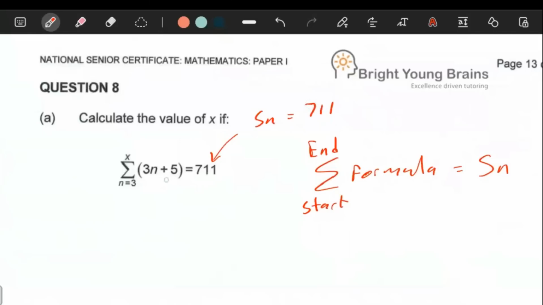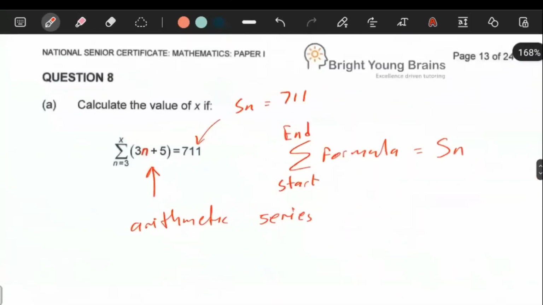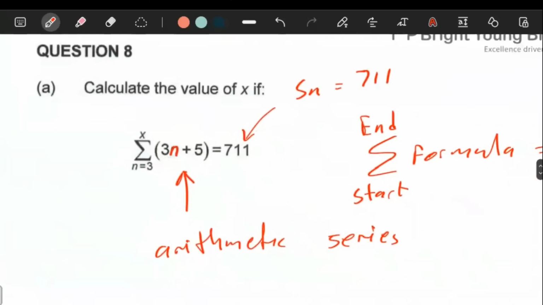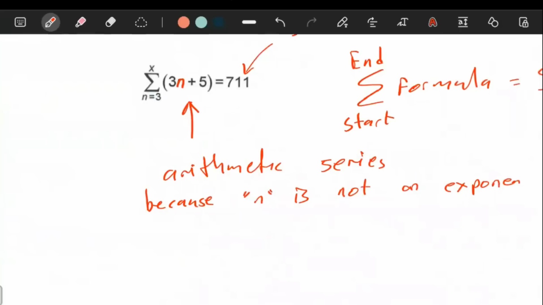711. This is obviously an arithmetic sequence. The reason we know that it is an arithmetic sequence or series, whichever way you want to call it, is because n is not an exponent. Normally, if n is not an exponent, your sequence is arithmetic. If n was an exponent, your series would be geometric. That's what you can just look out for.